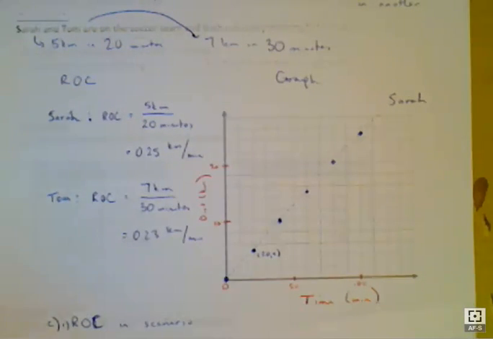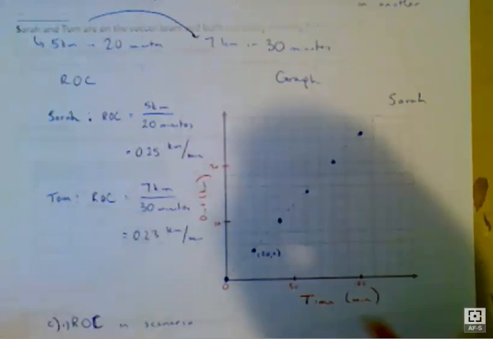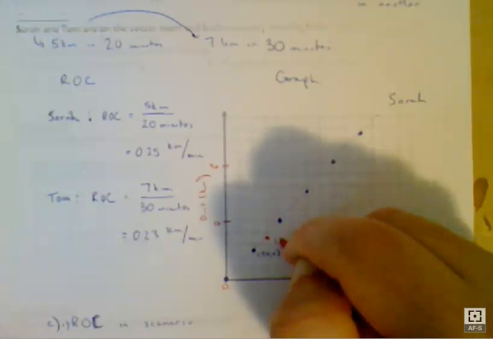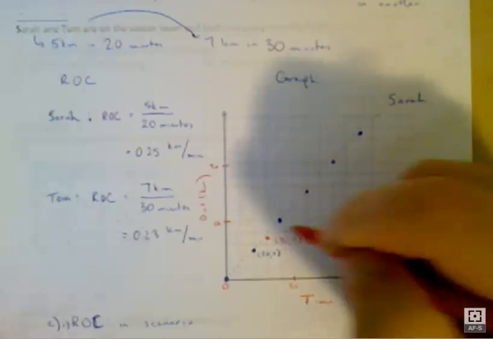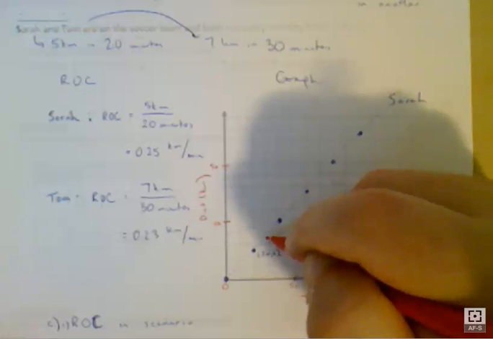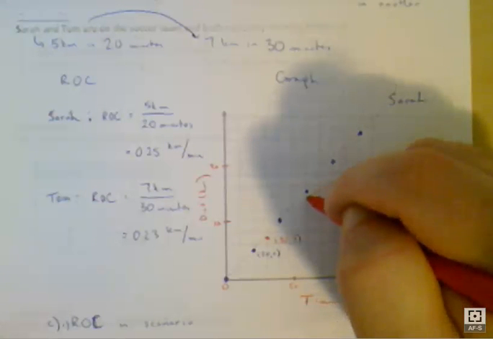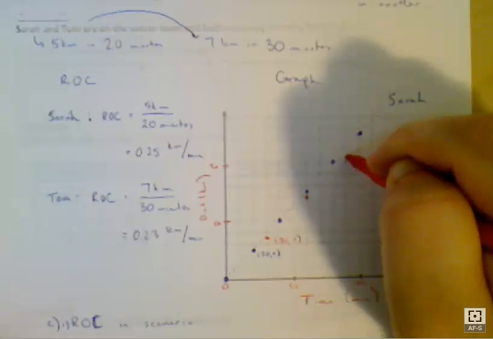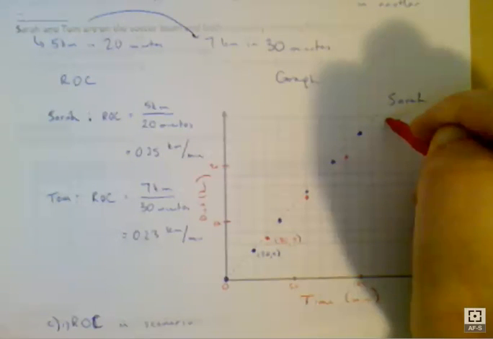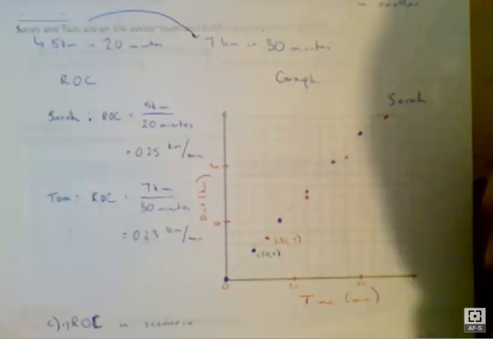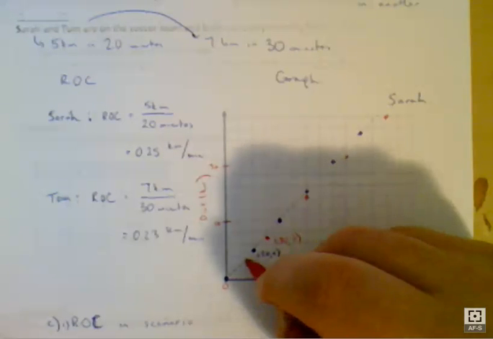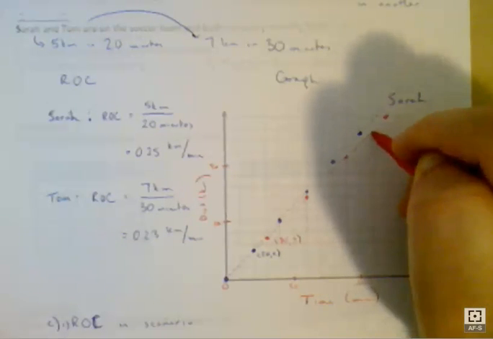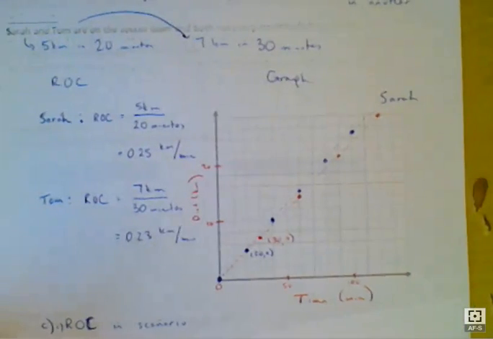And now let's map Tom's. So Tom runs every 30 minutes, 7 kilometers. So 30, 7. That ordered pair right there. Another 30, another 7, up to 14. And we can see that we graph those out.